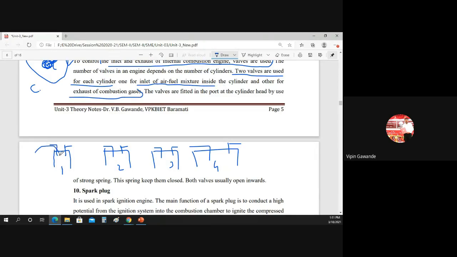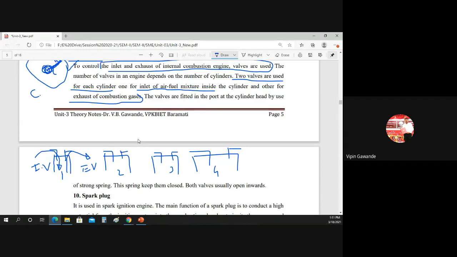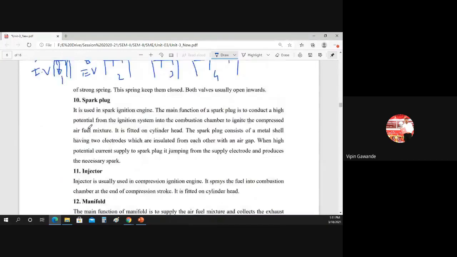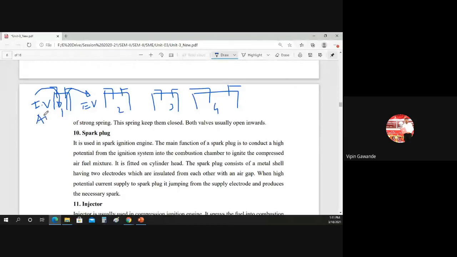So air fuel mixture will enter into the cylinder from the inlet valve, and exhaust gases will come out from the exhaust valve. Okay, so the two things are there. Those valves are just for what? Just for the entry of the air fuel mixture through the inlet valve, and the exhaust gases will be removed during the exhaust stroke. This is during the exhaust stroke, and this is during the suction stroke.